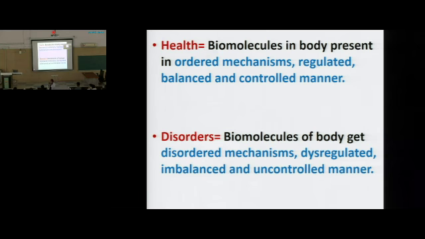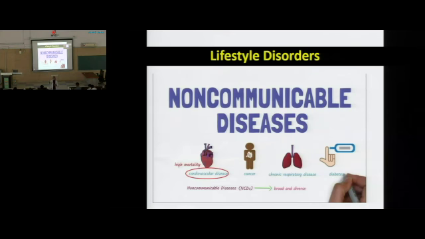Remember, disorders are broadly of two types. One is communicable disorder, the other is non-communicable disorder. Do you know what a communicable disorder is? What is the causative agent of a communicable disorder? Infectious agents, microbes. And the other is non-communicable disorder. Non-communicable disorders are nothing but disorders due to these biomolecules being imbalanced, dysregulated, in a disorganized mechanism. So remember, this is the era of non-communicable diseases.